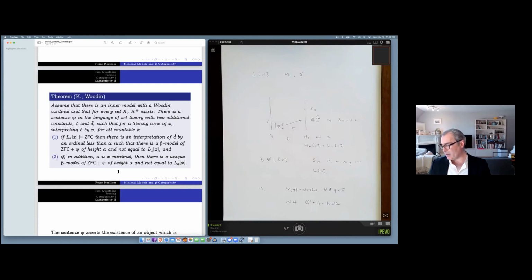And the remarkable thing is that you can add the branch back to this model without adding any new bounded subsets and without killing the Woodin cardinal. So you have M1, and you can add the branch back in. And the result is that M1 up to V of its delta equals M1 of this branch up to V of its delta. So you're not adding any new bounded subsets.